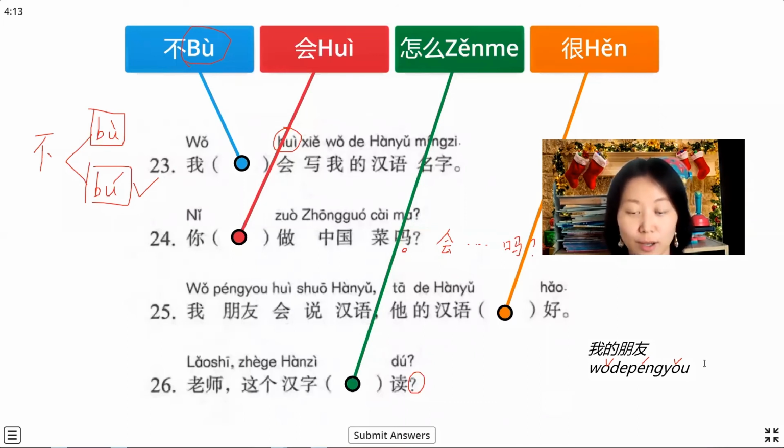Okay, and this is a question. Yes. Okay, 怎么读, and 怎么 fill in these blanks.